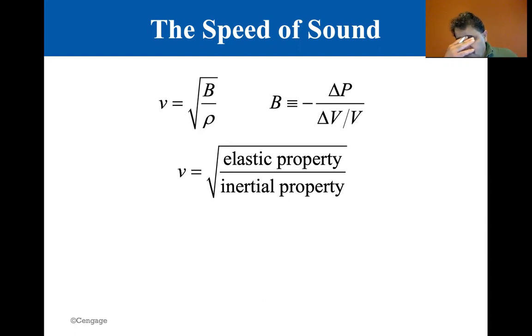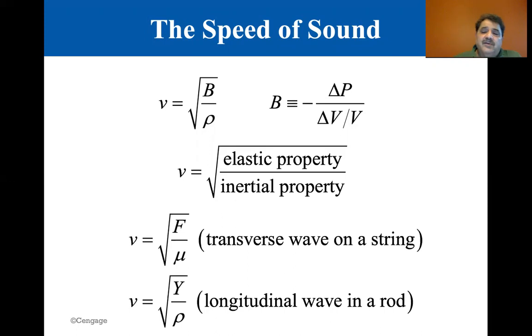We had a velocity for a string, and the velocity is always related to the square root of the elastic property over the inertial property. In other words, for the string, it was force divided by the mass. So for a transverse wave on a string, the velocity is the square root of the force divided by the linear mass density mu. And for a longitudinal wave in a rod, it's Young's modulus over the density of the rod.